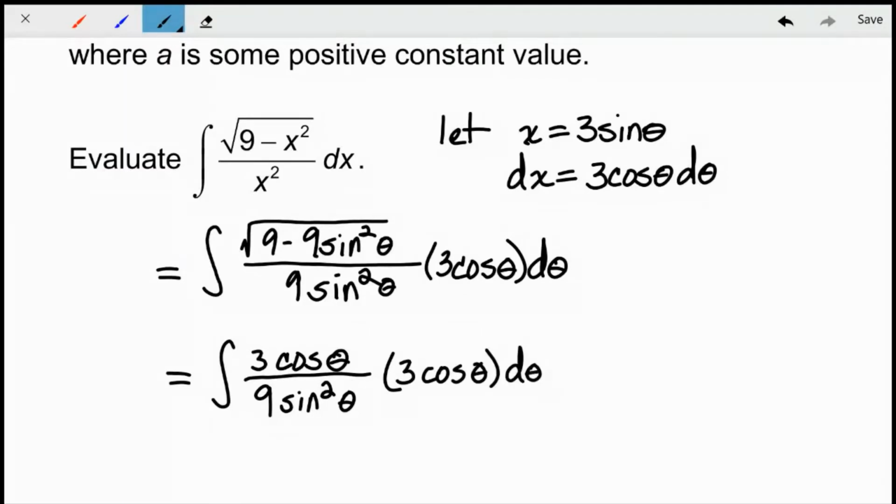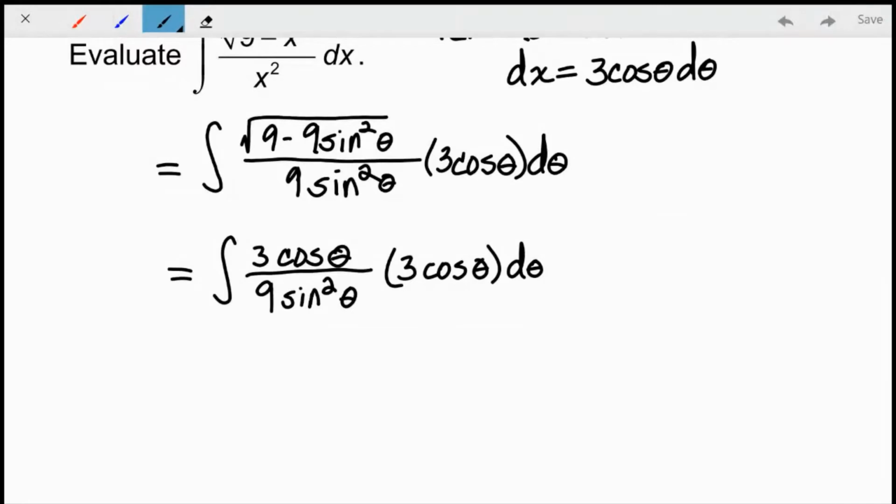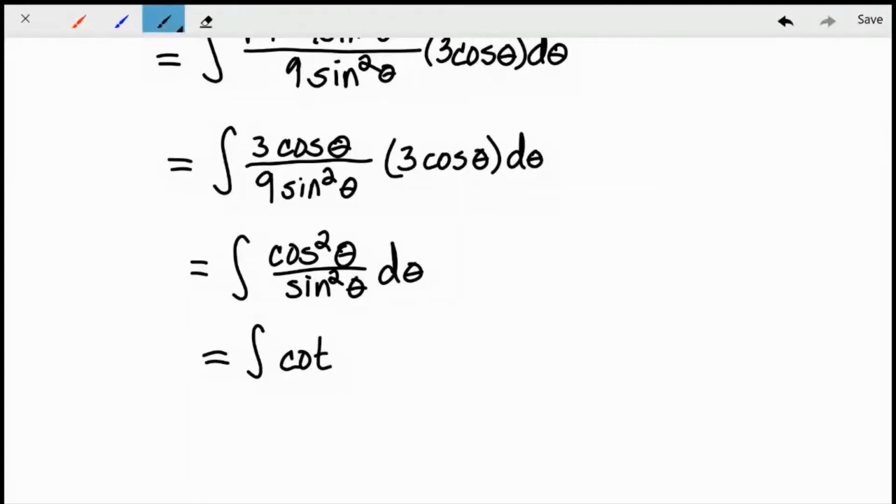Okay, so we're just going to simplify this a little bit and get it into a slightly different form. So you can see we've got 3 times 3, and we've got a 9, so we can cancel that out. And in the end here, we've got a cosine squared theta over a sine squared theta times d theta. Okay, so again, not really something that I can work with very easily, but you can see that this is really starting to simplify down. And in the end here, I can rewrite this as cotangent squared theta d theta.